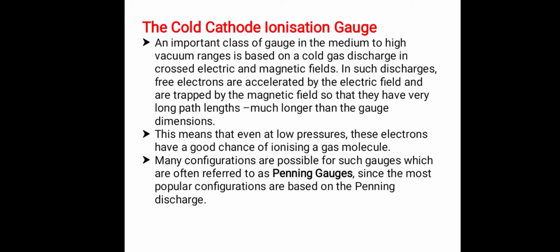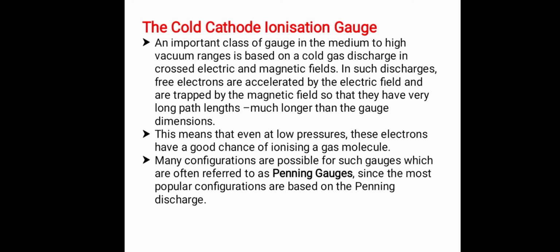Now first one, the cold cathode ionization gauge, an important class of gauge in the medium to high vacuum ranges, is based on a cold gas discharge in crossed electric and magnetic fields. Means in these cold cathode gauges we are going to use electric field as well as magnetic field, and using that we are finding the discharge current, and after that we are finding the corresponding pressure to that current.